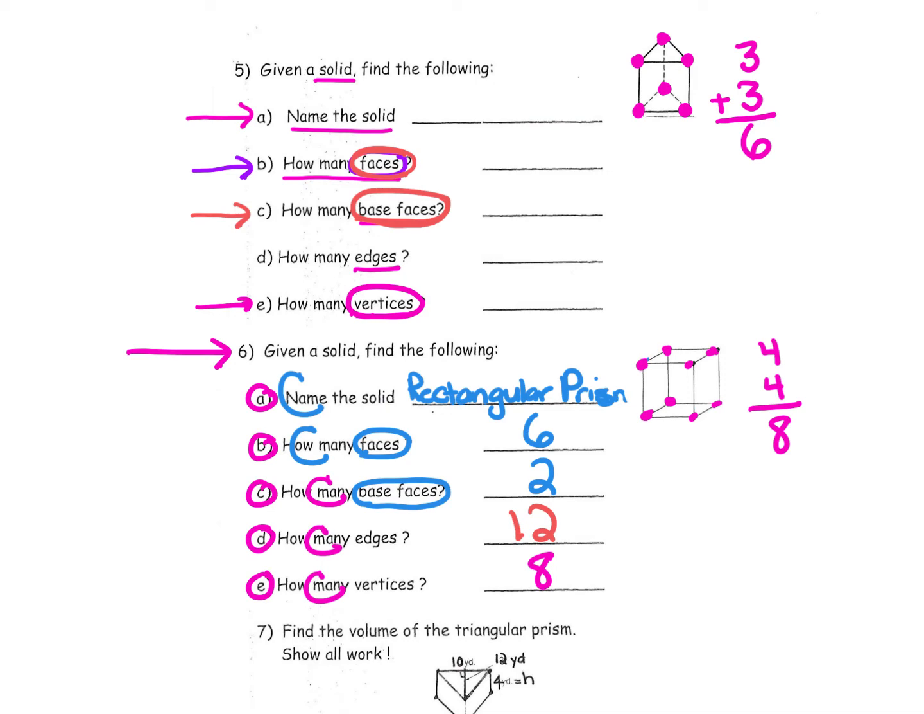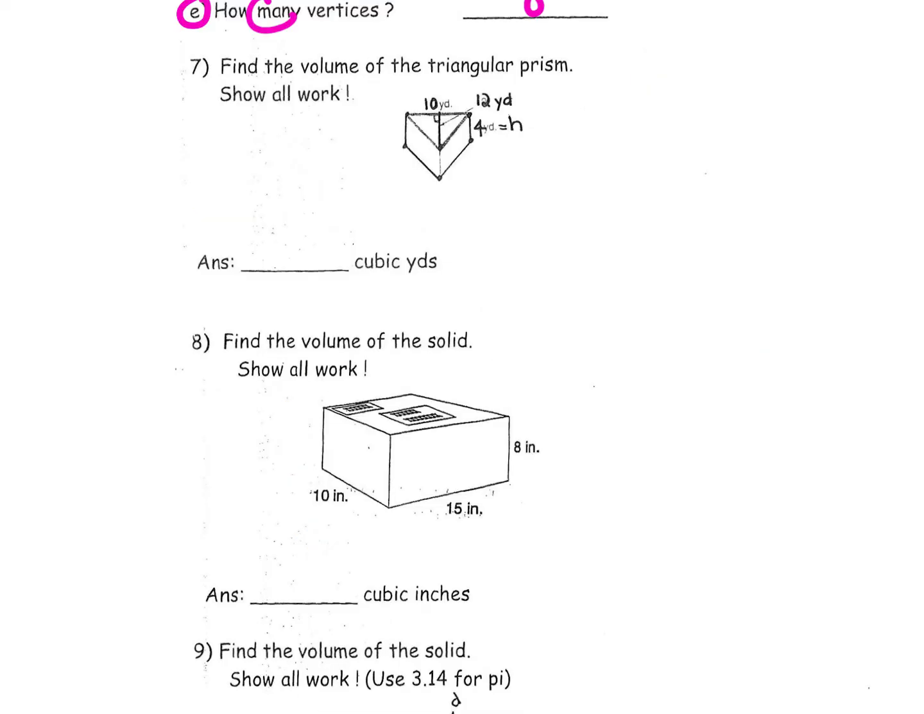Let's move on to number 7 and find the volume of this triangular prism. On this page, it states, find the volume of the triangular prism. We know our triangular base face has a height of 12 and a base of 10. And for this particular solid, we look at the front cover and we see the formula.